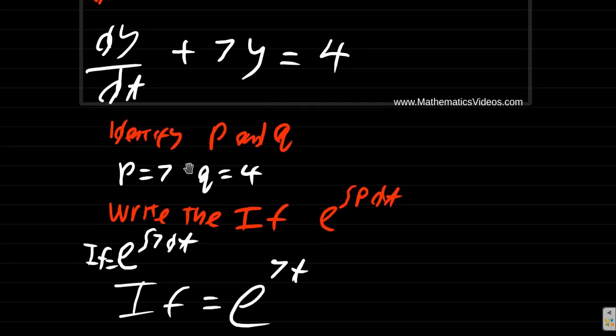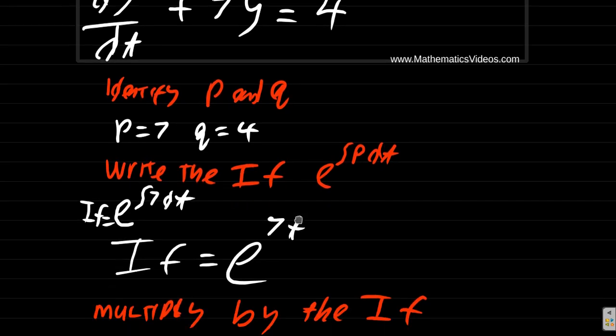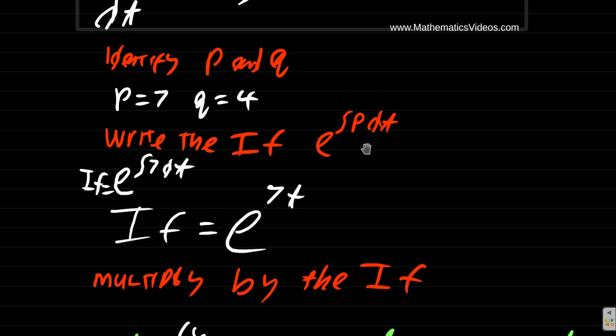Then what happens after that? We identify p and q. So we get p is 7 and q is 4. So we write the integrating factor, e to the integral of p dt, which in this case is e to the integral of 7 dt. Alright? The integrating factor is e to the 7t, because when we integrate 7 with respect to t, you get 7t.